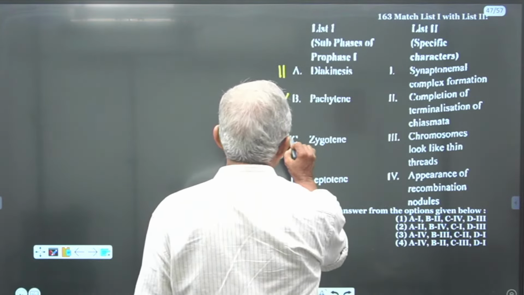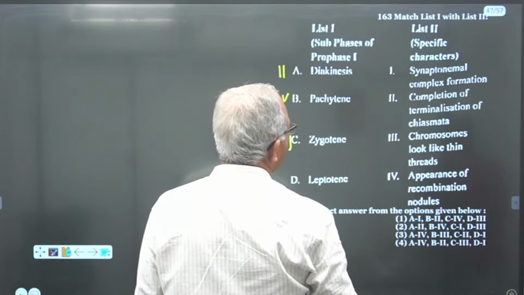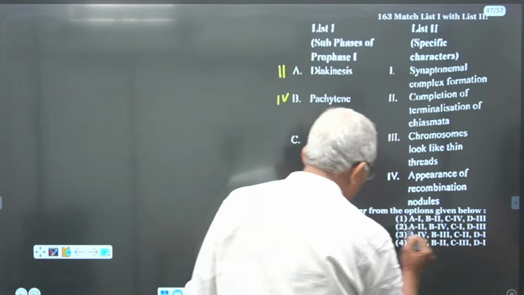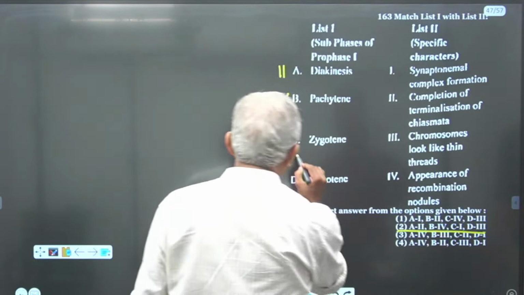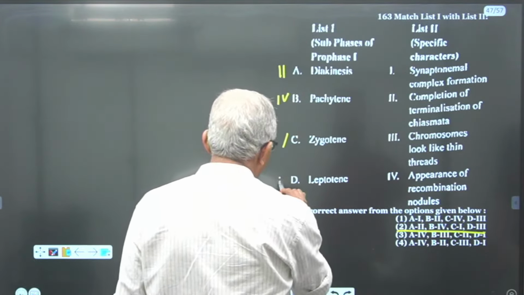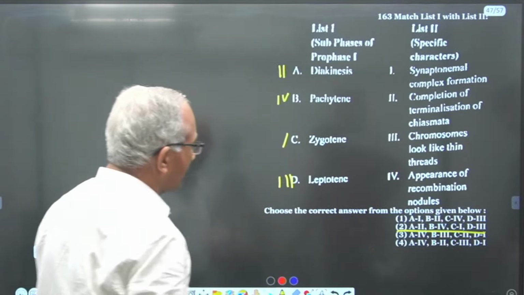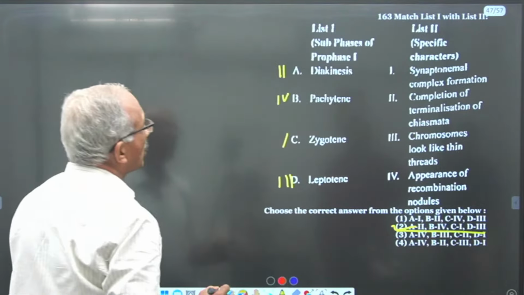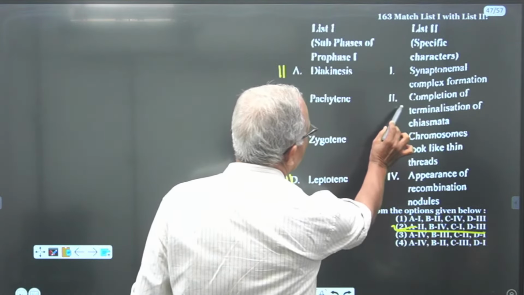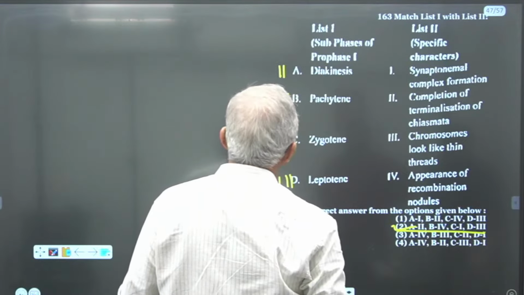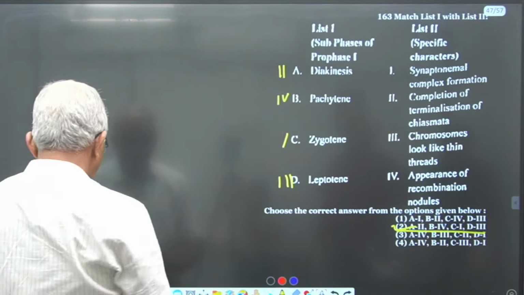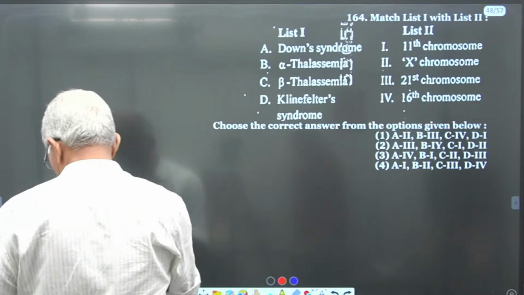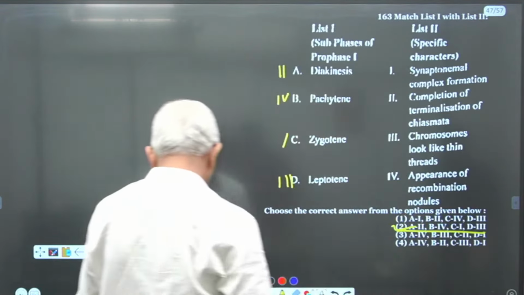Can be matched with 2. Completion of terminalization, 163, is option 2. Leptotene can be matched with 3. So here option 2, diakinesis, that is completion of terminalization of chiasma. Option is 2.